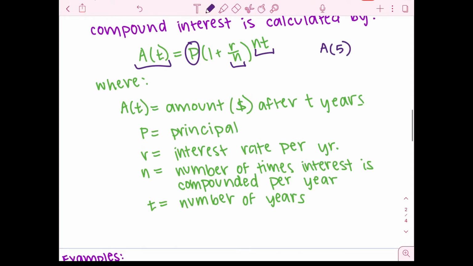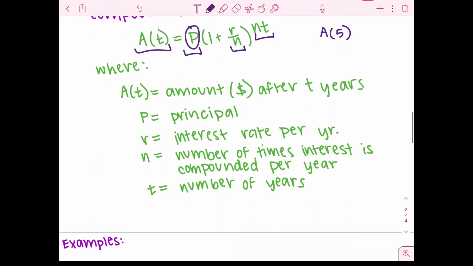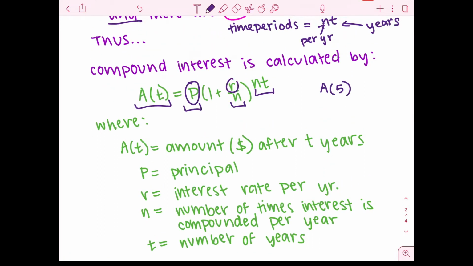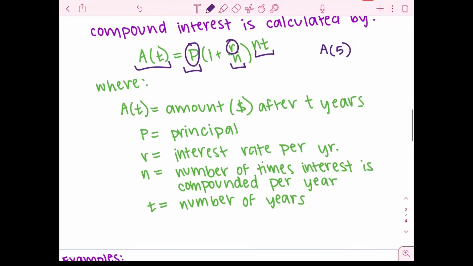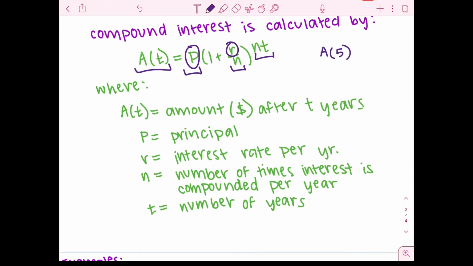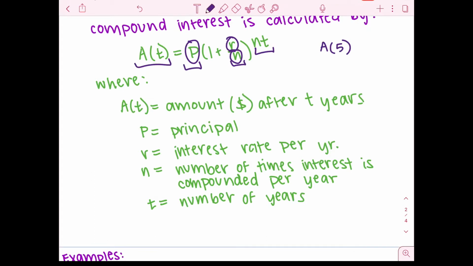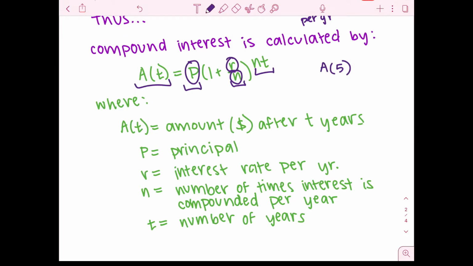Okay, let's continue on. P is the principal, which we have already established. R is the interest rate per year. So remember, per year, our interest rate. N is the number of times interest is compounded per year. So your time periods. T is the number of years, the number of years that we are looking for in the problem. So for example, in 5 years, our interest will be so and so. T would be our 5 years. N would be how many times the interest is being compounded per year in all of those 5 years.